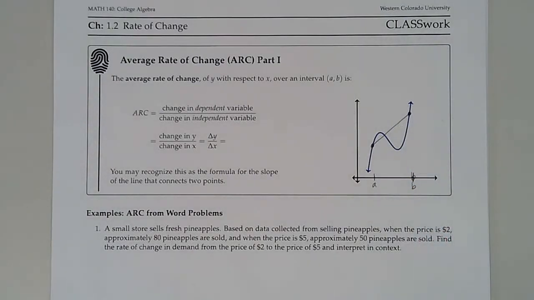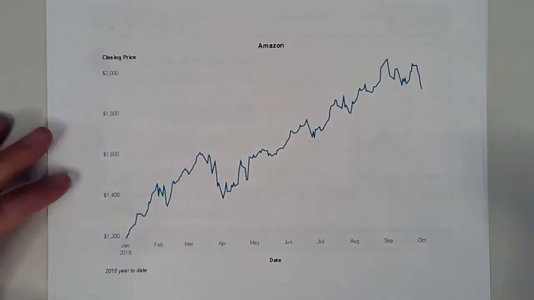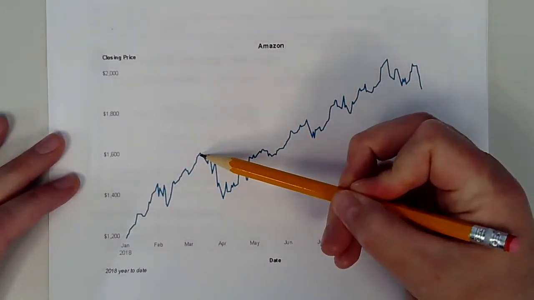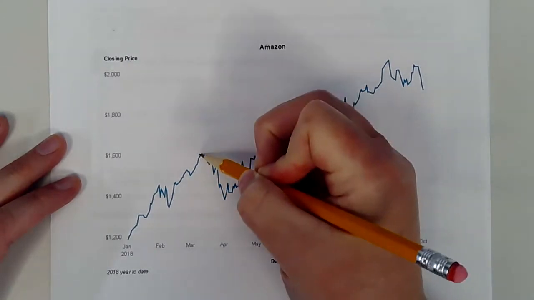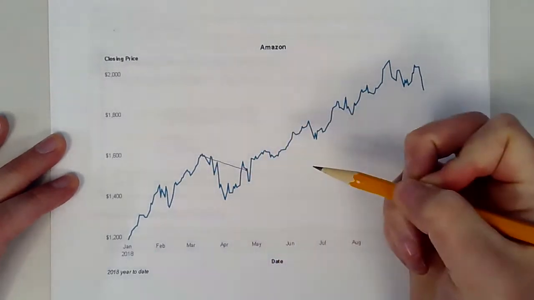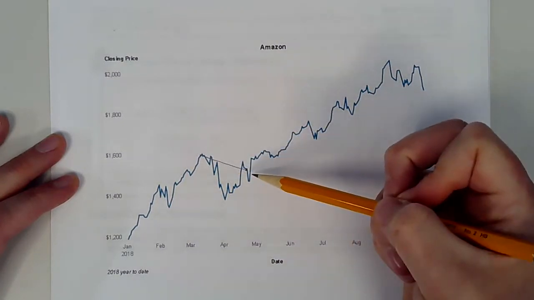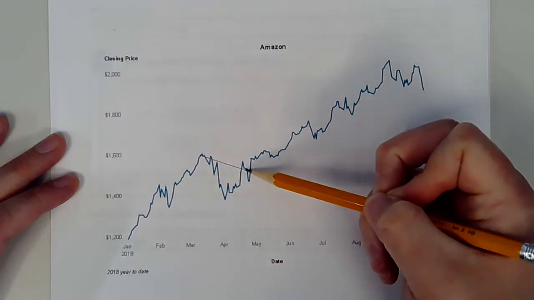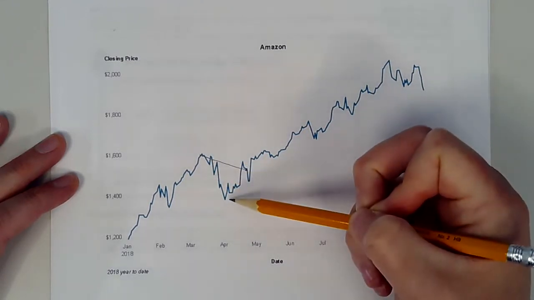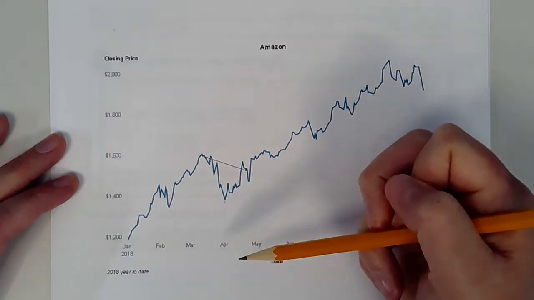So think about the stock market. Here is some Amazon stock. If you bought stock up here and you sold, say here, you can connect those. That would represent that average rate of change. And so here you're going to lose some money. The price was higher when you bought it and it was lower when you sold it. It went much lower than that, so if you'd sold down here, you would have lost more money.